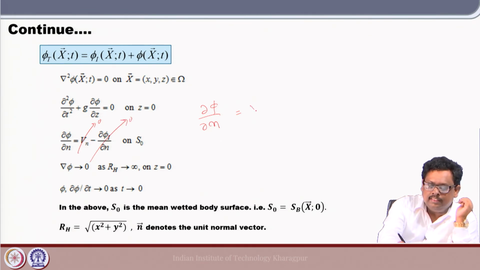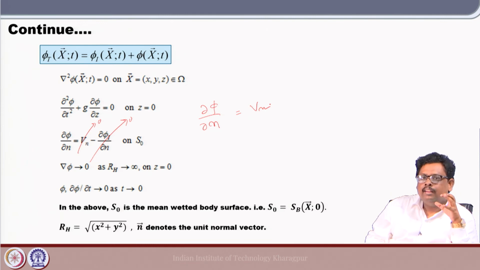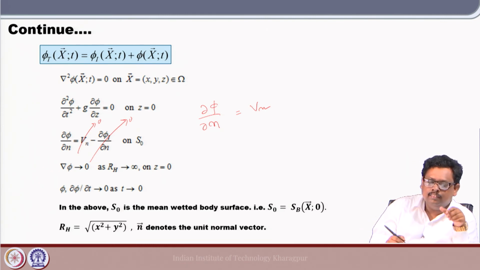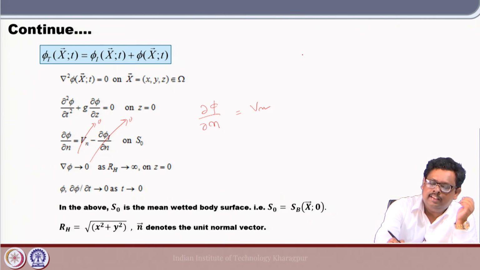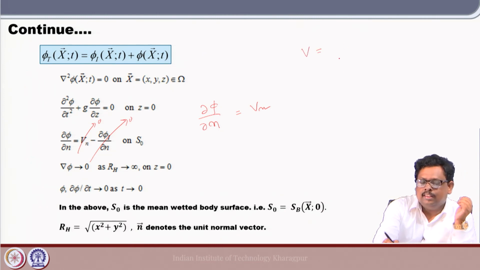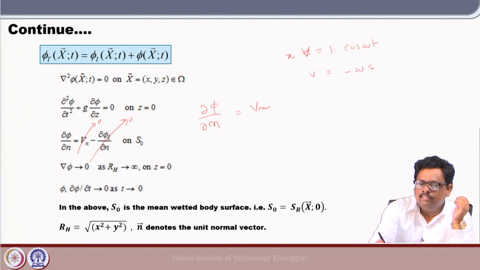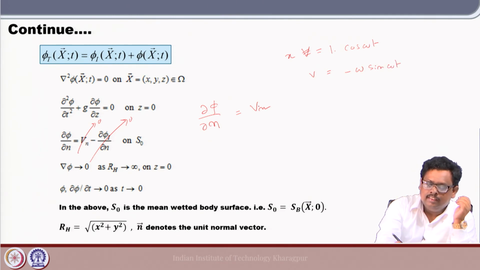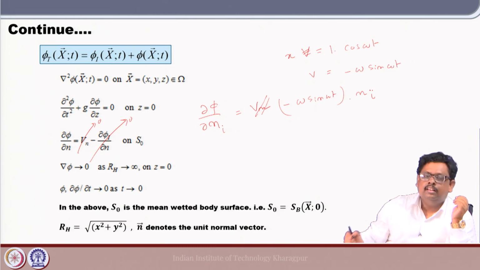So, definitely it equals V n, and now if we assume this is a harmonic function, you can take your displacement as some 1 into cos of omega t. So, I can get V equal to minus omega into sin omega t. So, you can change this as minus omega into sin omega t, multiplied by the n of the mode you are interested to figure out.